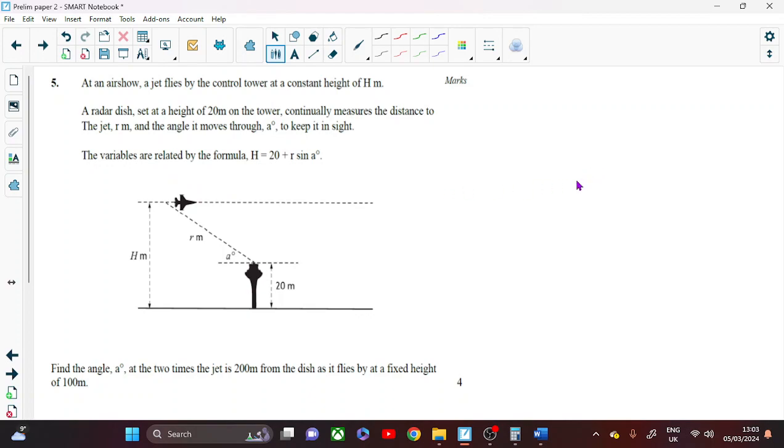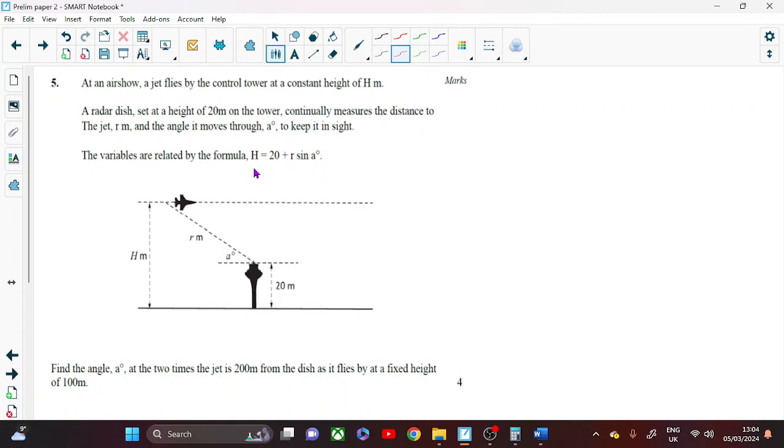At an air show, now this is one of the questions that would not turn up in question 5. In the actual exam, this would be closer to the end of the paper. So at an air show, a jet flies by the control tower at a constant height of h. So we've always got this 20 for the control tower, and we've got the height that it flies past. A radar dish set at a height of 20 meters on the tower continually measures the distance to the jet, r meters, and the angle it moves through, a, to keep it in sight. The variables are related by the formula h equals 20 plus r sine a.